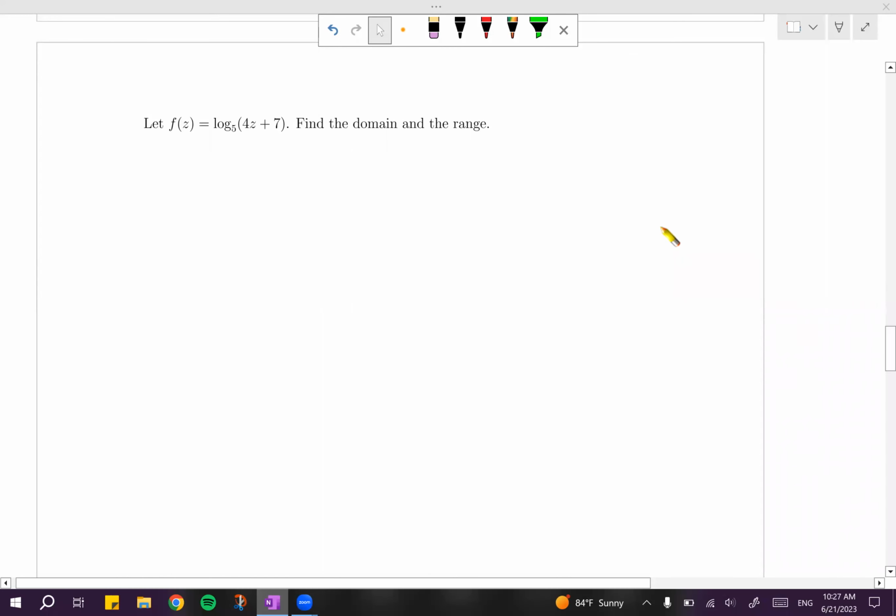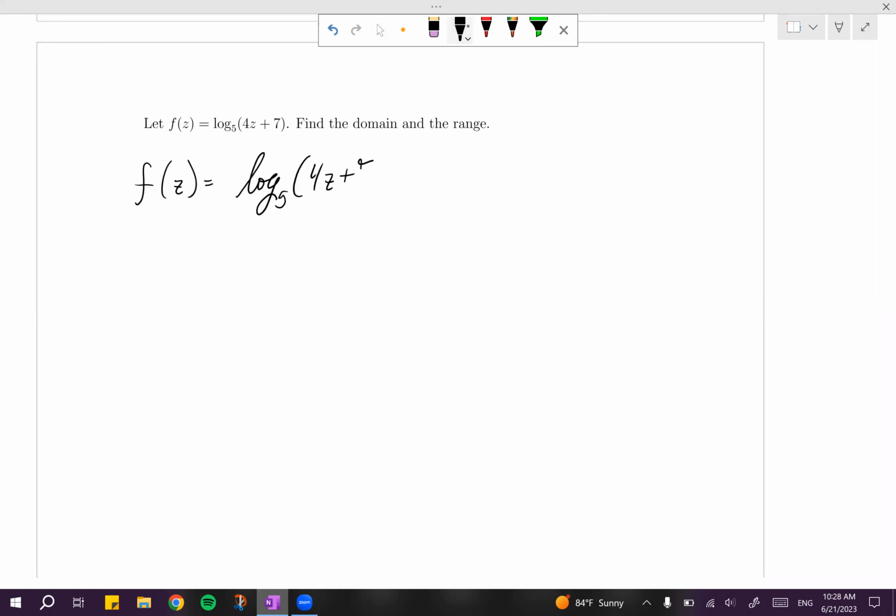Hey, so we're given this problem and they want us to find the domain and the range of this function. All right, so our function says f of z is equal to log base 5 of 4z plus 7.